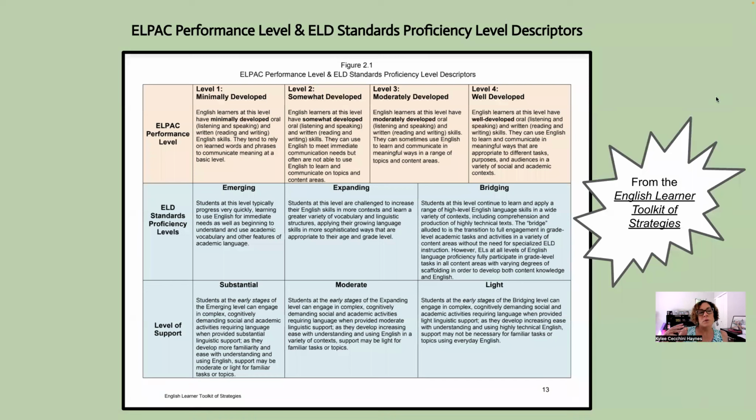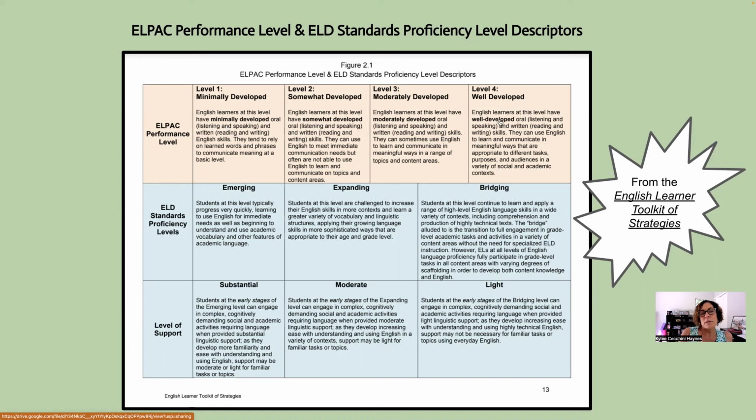Now, when we're talking about the performance levels 1 through 4, here it is on this slide. This is what it means to be a 1. English learners at this level have minimally developed oral, listening and speaking, and written, reading and writing English skills, and so on. And then all the way through well developed. Okay. And you can see it's minimally developed, somewhat developed, moderately developed, well developed. It's a rubric, right? It's performance descriptors. It's like a rubric. All right. Now for the LPAC, those are our performance descriptors.